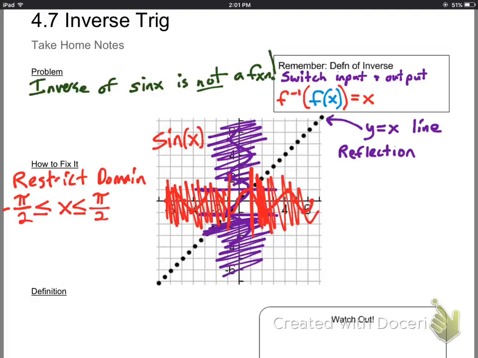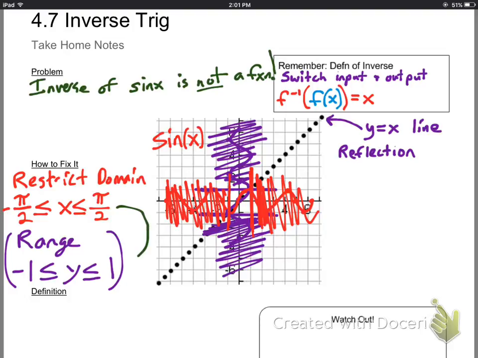Now that's only for sine, right? Tangent and cosine will probably look a little bit different, and I'll let you think about that when you get to those at the end of the packet here. Just so you know, the range goes from -1 to +1, and remember when you have an inverse, these are going to switch places because we're switching our x and y. So the domain of sine of x is going to become the range, and the range of sine of x is going to become the domain when we switch them.